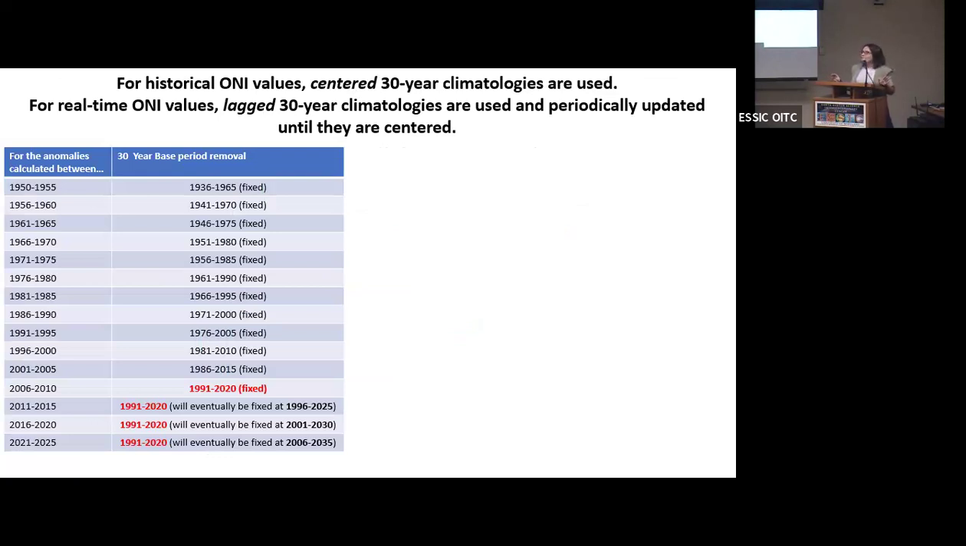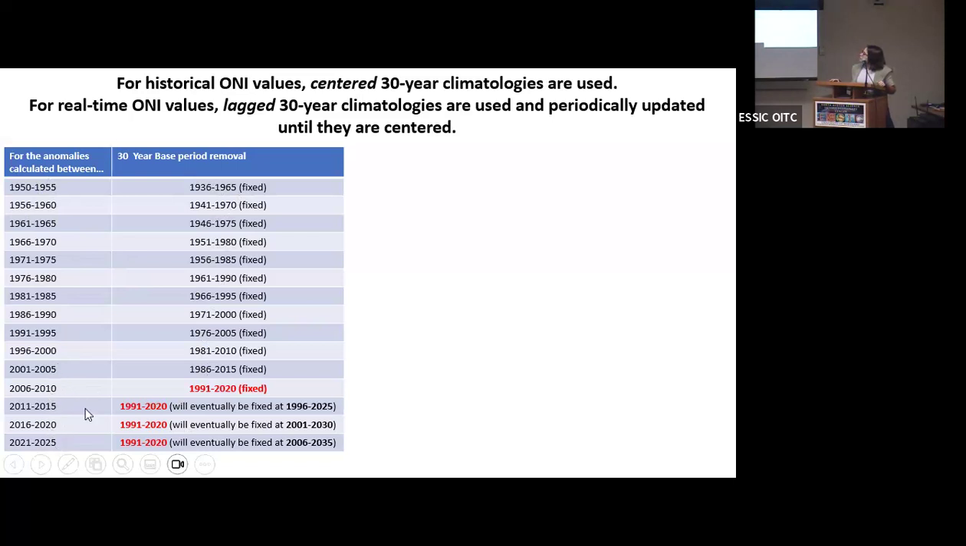For historical ONI values, we use the centered 30-year climatology. For real-time values, we can't center it. We don't have the future. So we have to lag the climatology. So this is the only period that we officially measure at CPC. And you can see the 30-year base period removal in our historical record, and that gets updated up to a point. All right, so our most recent climatology is 1991-2020, and we use that for all these periods in here.